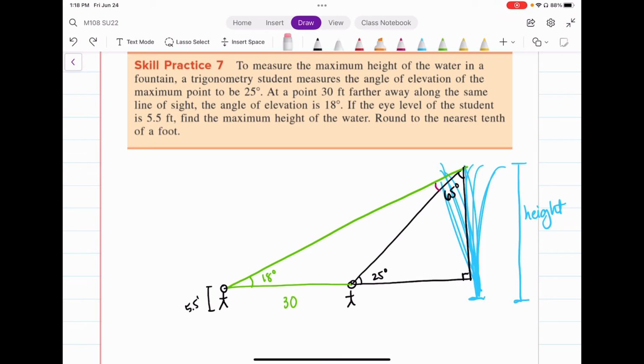The angle measures for this right triangle don't help us at all because we have no lengths. We only have angle measures. We have no side length to help us figure out how tall that water fountain is. We have a side length with this green triangle that we've drawn though. We know that there is a 30-foot distance from the first vantage point to the second.